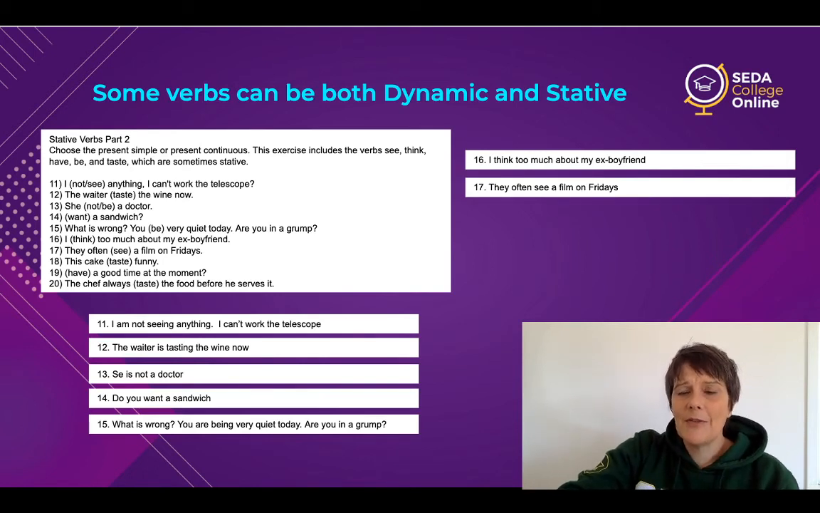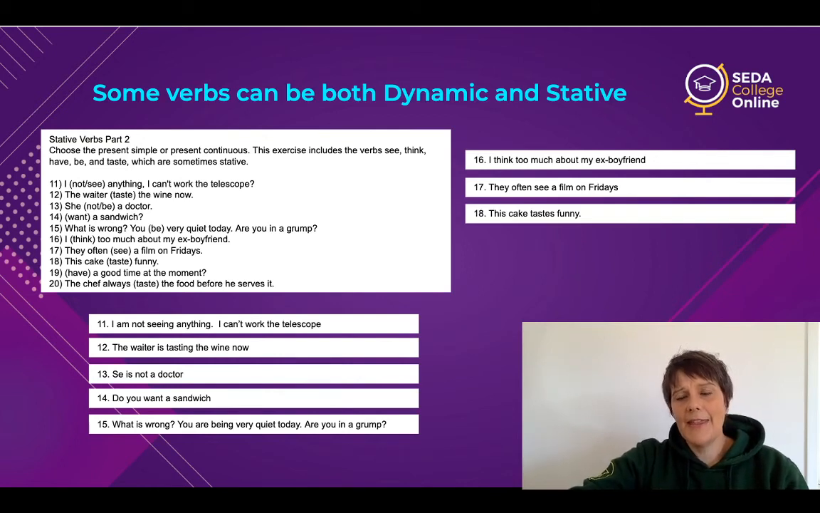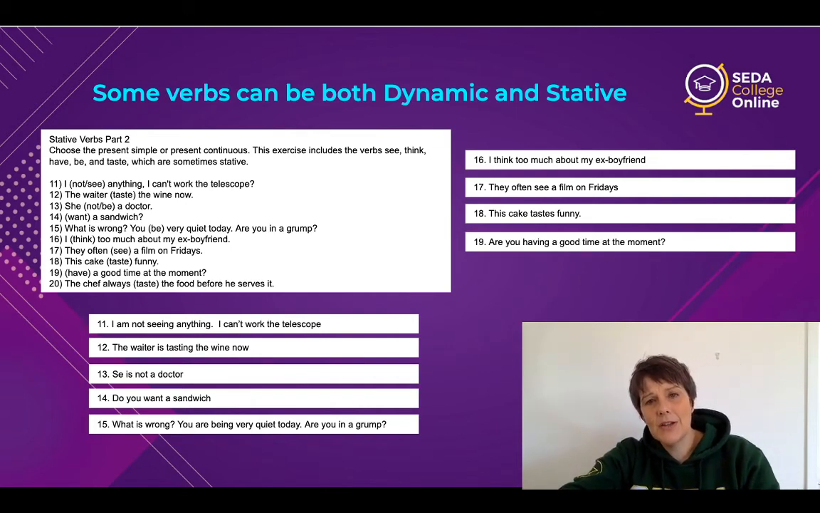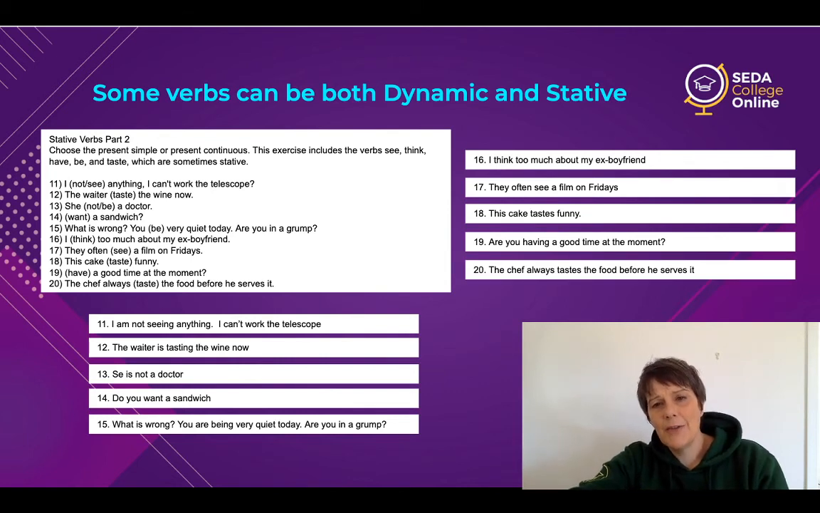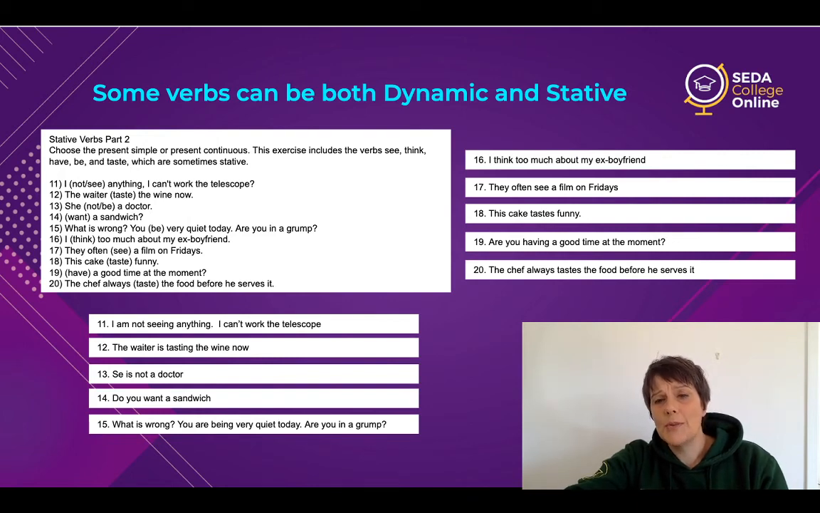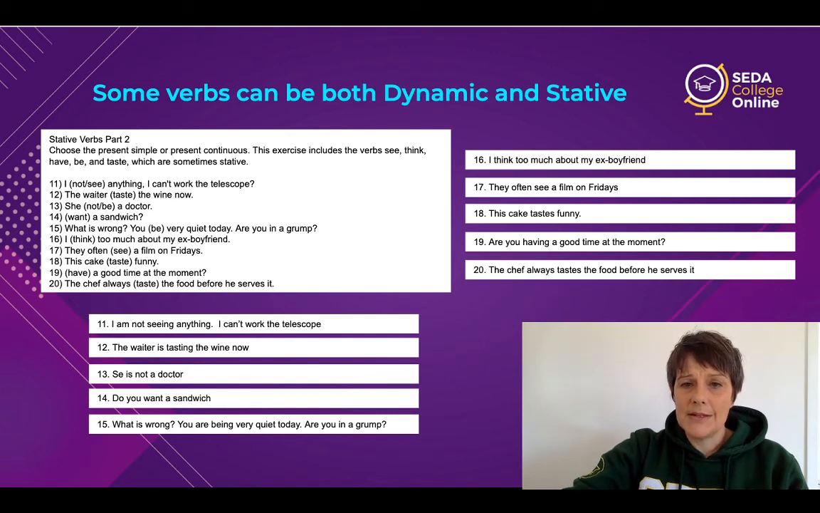They often see a film on Fridays, so this is repeated action. The cake tastes funny. That's the core taste of the cake. Are you having a good time at the moment? So that's a temporary action. And the chef always tastes the food before he serves it. So this tasting is different to number 12, where the waiter is tasting the wine, because the waiter only tastes the wine occasionally, whereas the chef tastes the food as part of his job. So that's core behavior. So that's why that has to be in the present simple.